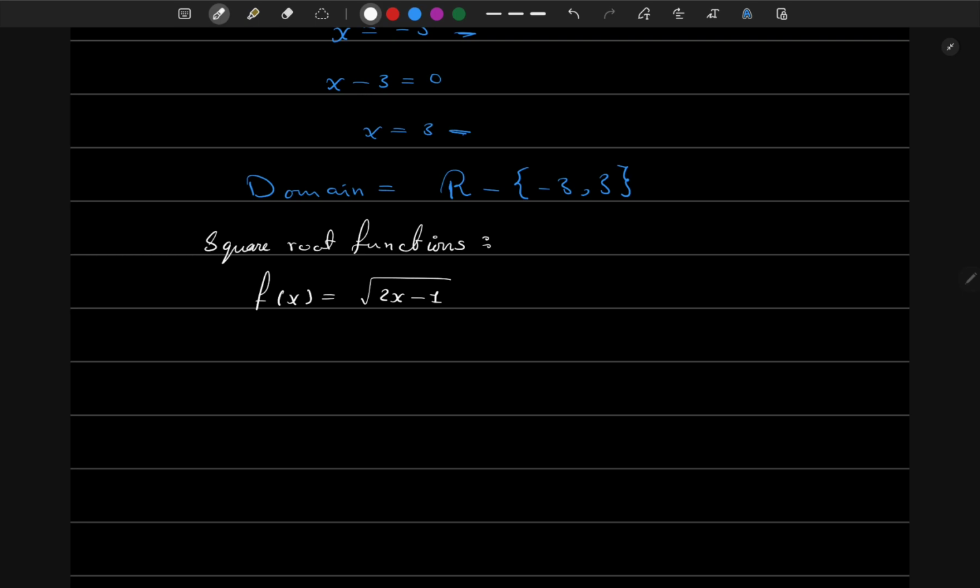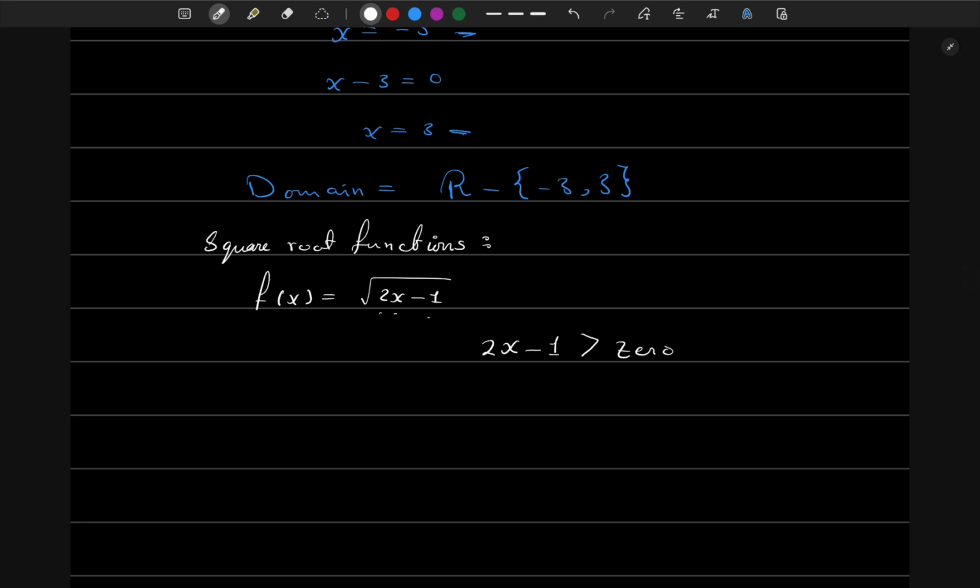So whenever I'm facing a square root function, I need to make sure that I do not end up with a negative number under the root. Okay, how do I make sure of that? Well, I need to mathematically say that 2x minus 1 is a positive number. To say that, I'm going to say that 2x minus 1 is greater than 0. This is the literal meaning of a positive number, greater than 0.